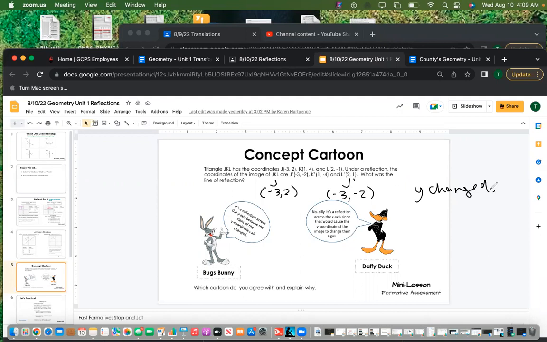Bugs says it's a reflection across the y-axis because the signs of the y coordinates all changed. Daffy Duck said, no, silly. It's a reflection across the x-axis since that would cause the y coordinate of the image to change its sign. I don't have a good Daffy Duck voice, nor Bugs Bunny. So which cartoon do you agree with? Well, looking back at the previous slides, you should have seen that if we're changing the y, then we're reflecting across the x-axis. So Daffy Duck was right for the 14 millionth time.